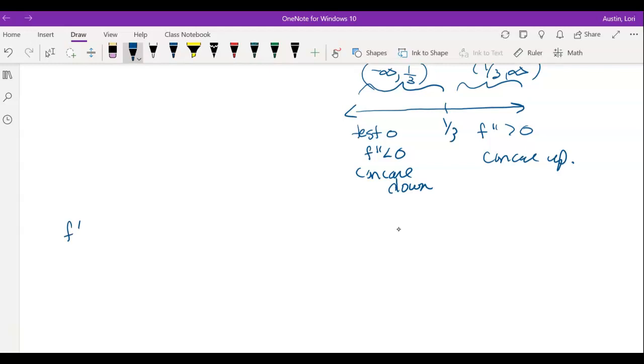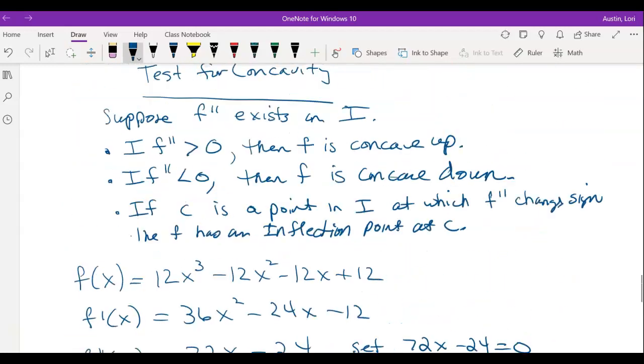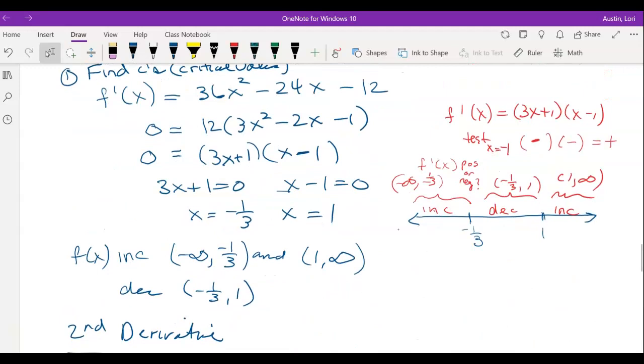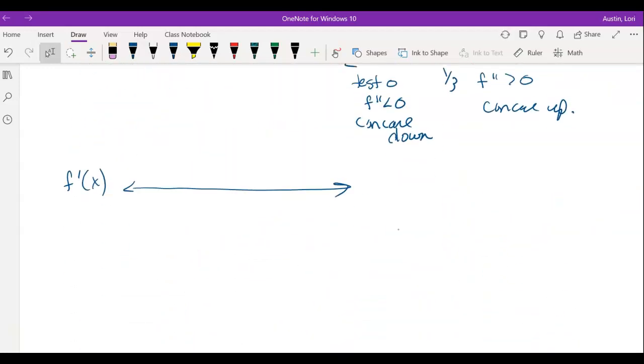So we have f prime, the first derivative test. And what were those values on the first? We already have it. Let's scroll up. What is it? Negative 1/3 and 1. And it goes increase, decrease, increase, correct? So it's negative 1/3. I mean, you can stick 0.